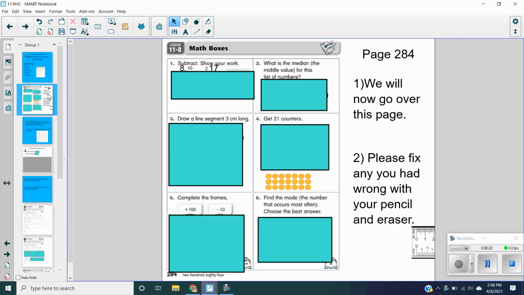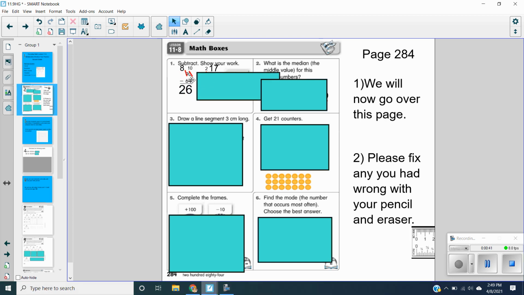Let's get started. The first thing that we're going to do is go over our math boxes from the previous lesson. So if you can open up your math journal to page 284. If you're noticing that you have any mistakes, please fix those with your pencil and eraser. So for our first question, we are subtracting. So we have 90 minus 64.